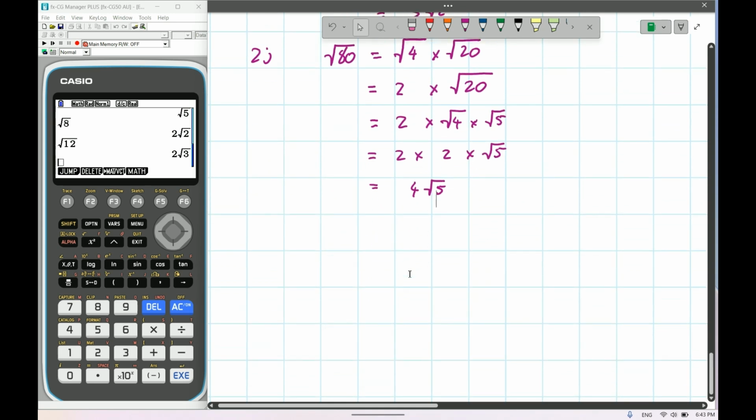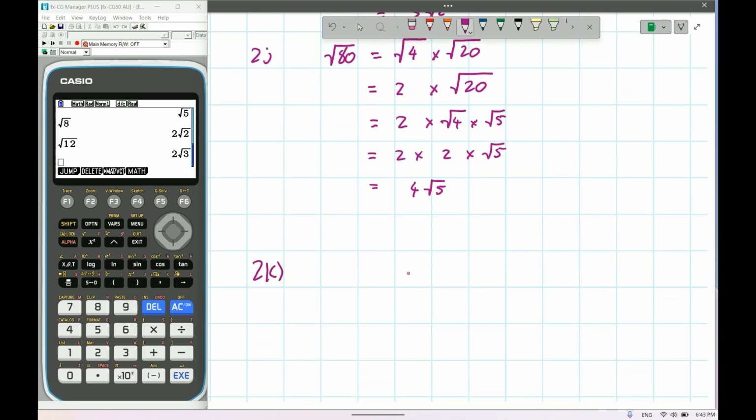What's next? 2k. So we've got square root 96. Okay. Now I'm looking at this, and I am pretty sure that this comes out to be square root 16 times square root 6. Yep. Square root 16 is 4.